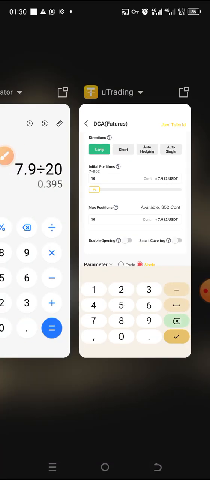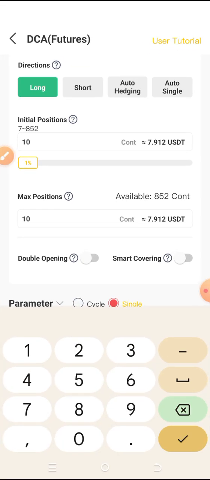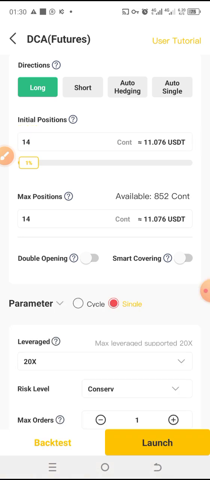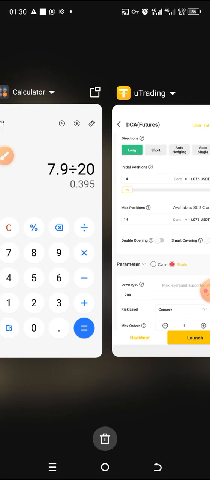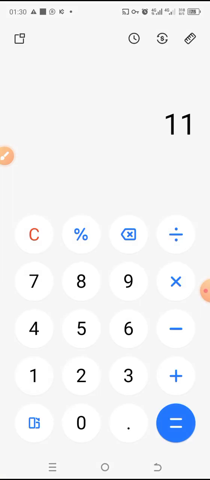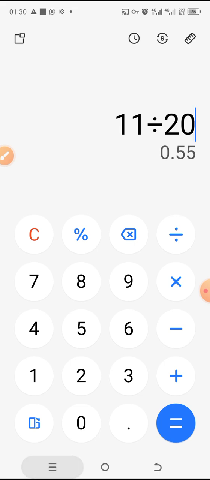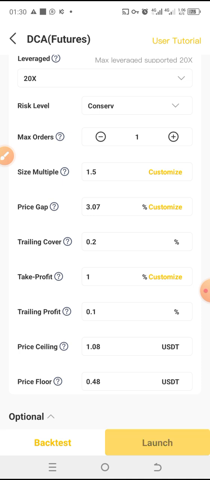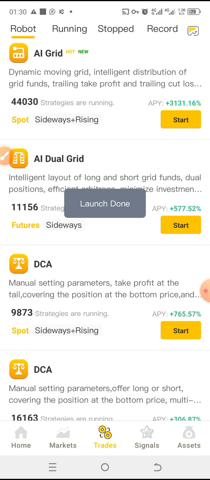So 10. Okay, 10 will give us how many dollars? Okay, that was what I did the last time. So let me use 14. Okay, 14 is $11. 11 divided by 20. So this is 0.55. I'm okay with this. Let me trade this with 0.55. You see? Okay, so launch. Okay, so this is launch.